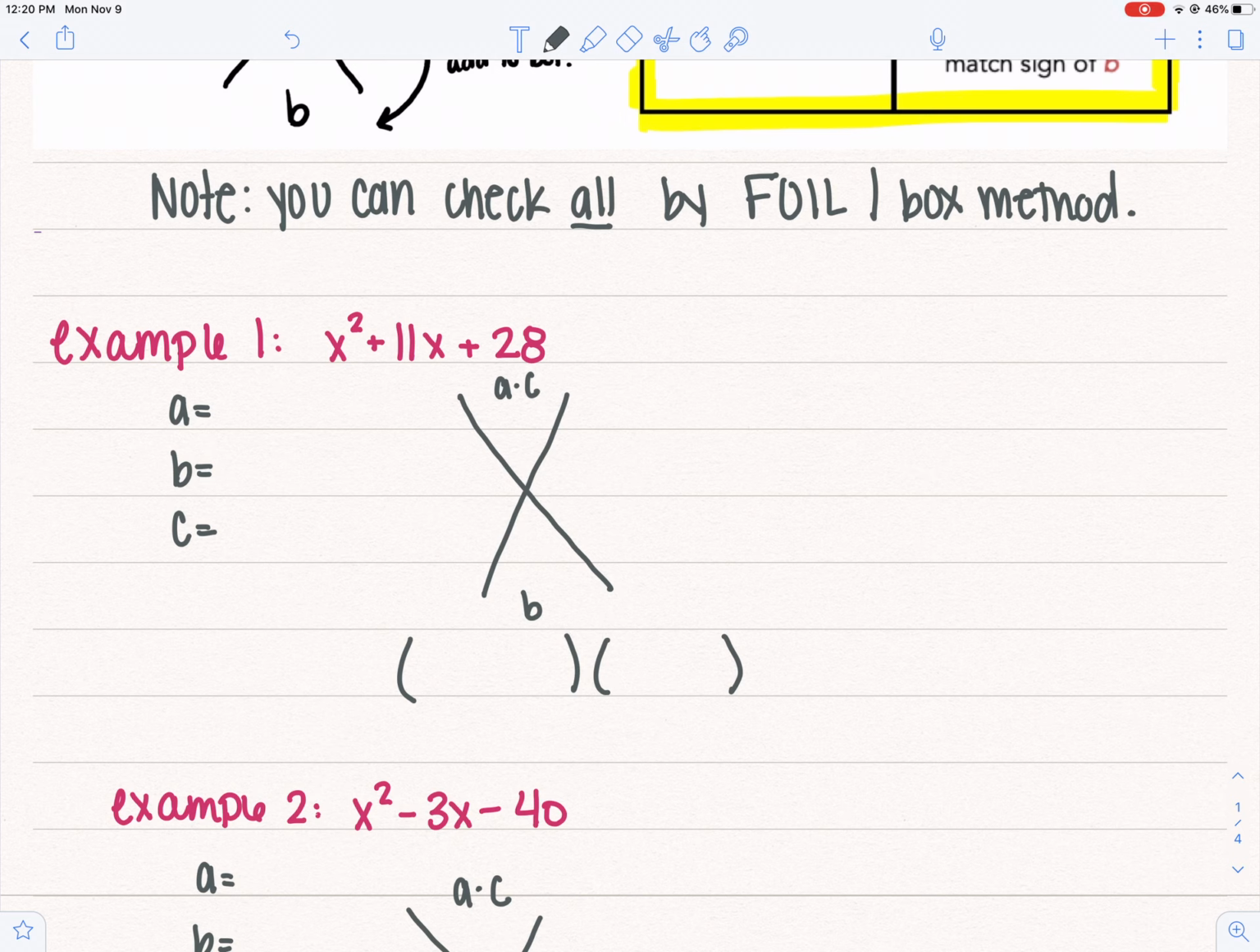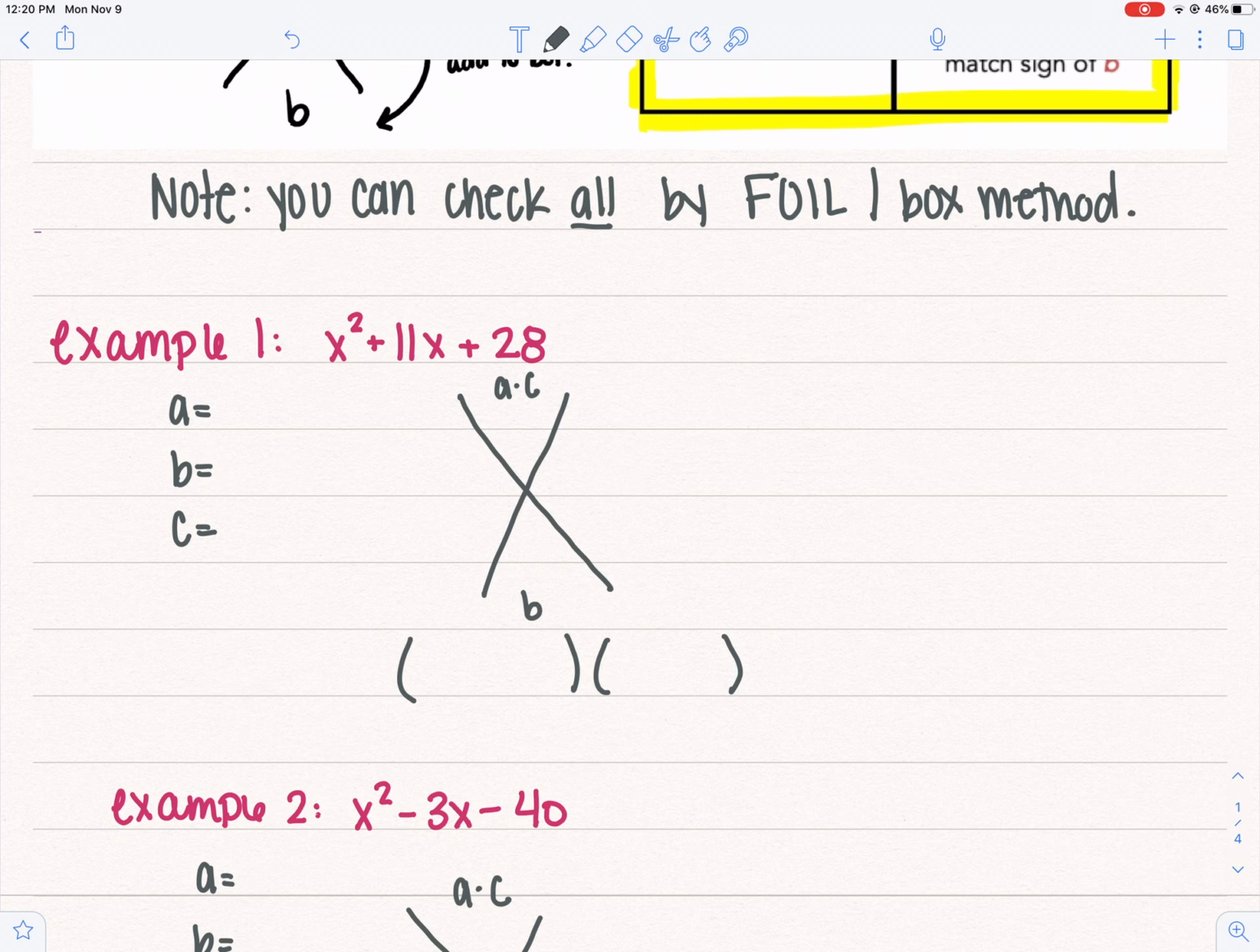So example 1 says x squared plus 11x plus 28. So the first step said to check for a GCF. Now, I don't have a GCF between x squared, 11x, and 28. There's no number that I can pull out, and there's no x because not every single term has an x.